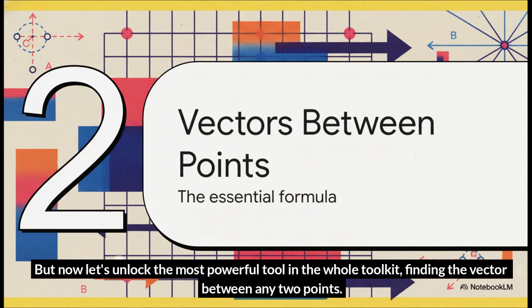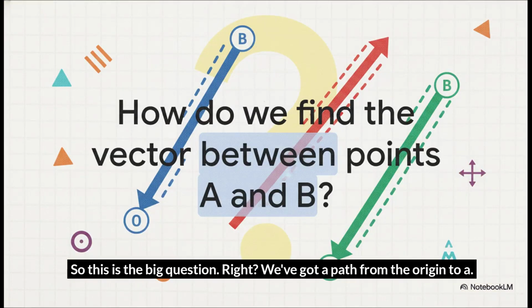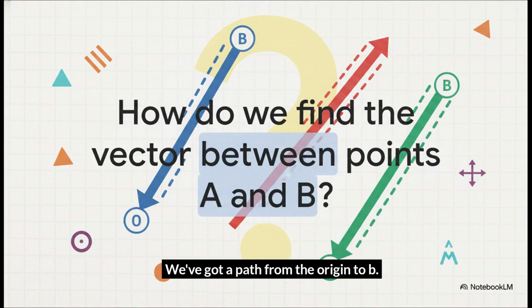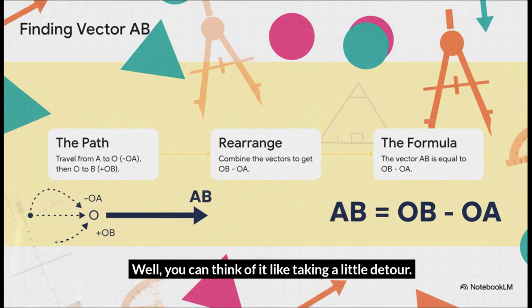Okay, so now we know how to get to any point from the origin. But now let's unlock the most powerful tool in the whole toolkit, finding the vector between any 2 points. So this is the big question, right? We've got a path from the origin to A. We've got a path from the origin to B. But what if we want to find the direct route, straight from A to B, without going all the way back to the start?